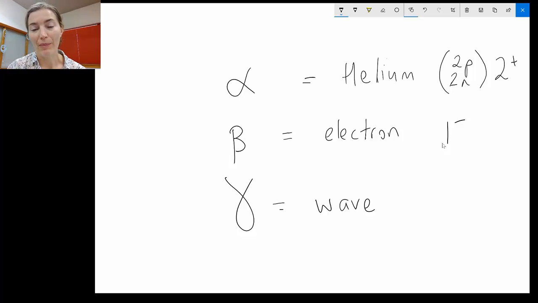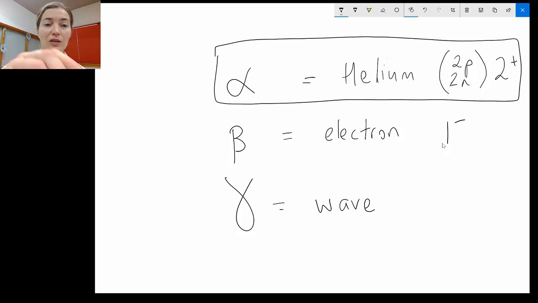We'll talk a bit more about beta decay when we look at some examples. But the first type of radiation or radioactive decay we're going to look at is alpha decay. So that's this one. Okay, so it's like losing a chunk of helium.